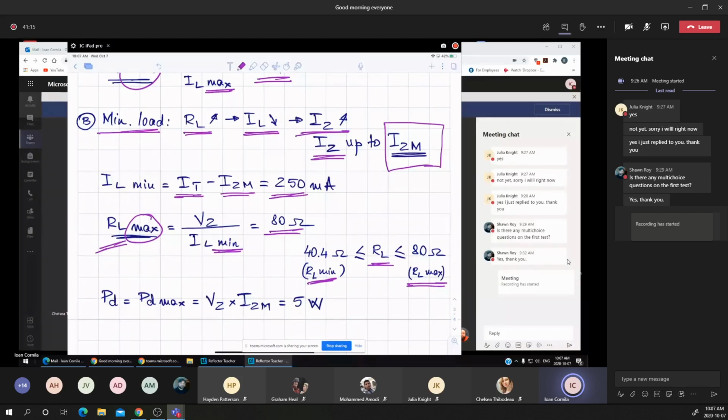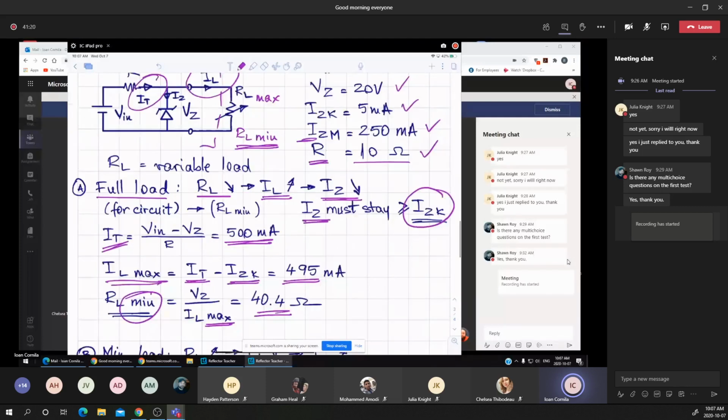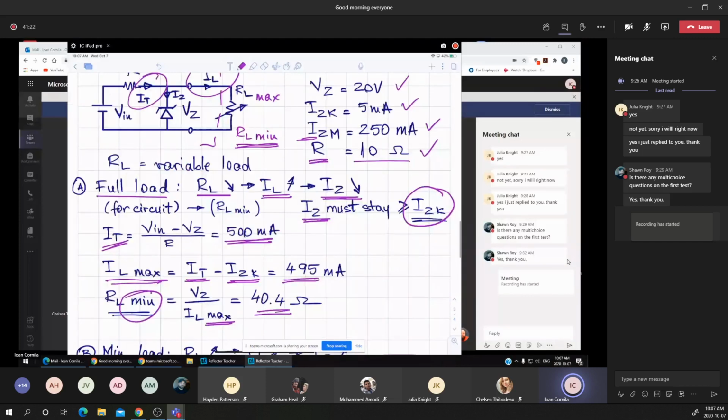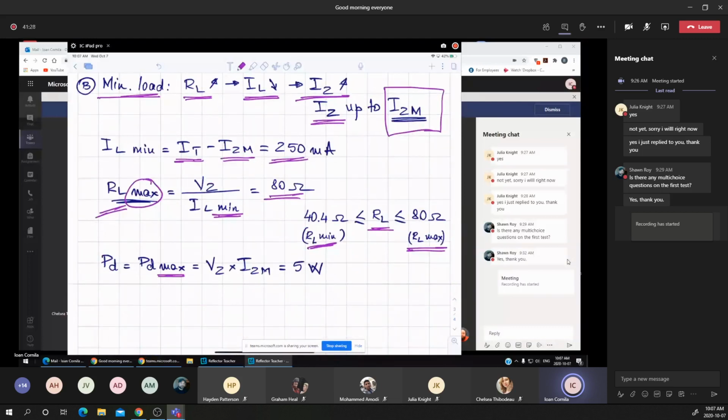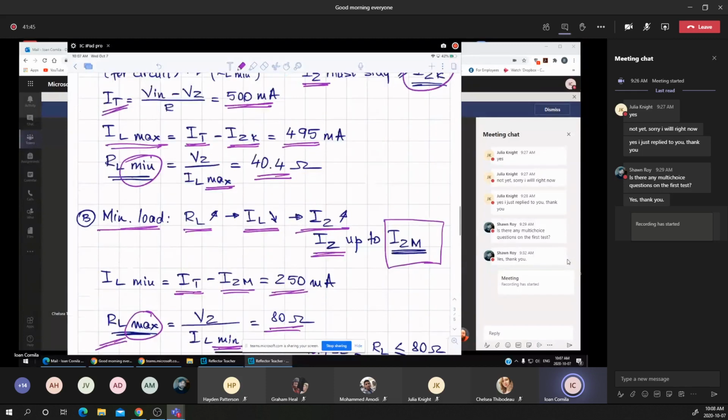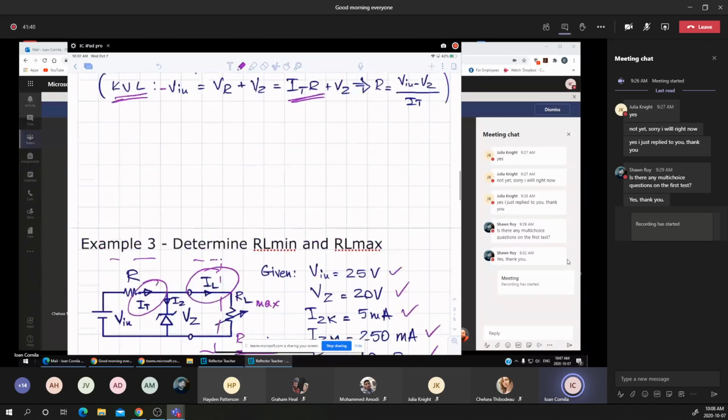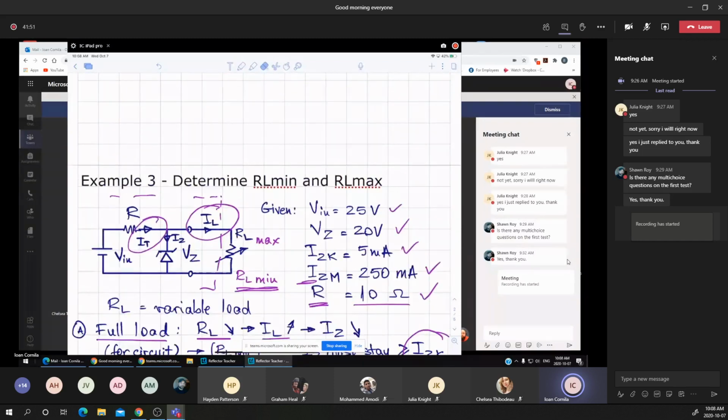Now, one more question. You notice that in this example it is not given. You may ask, what is the maximum power dissipation of the diode? Again, to determine the maximum power dissipation, or the PD, I'm using the maximum current. The voltage VZ is always the same, so I can define the PD max as the 5 watts of this diode.